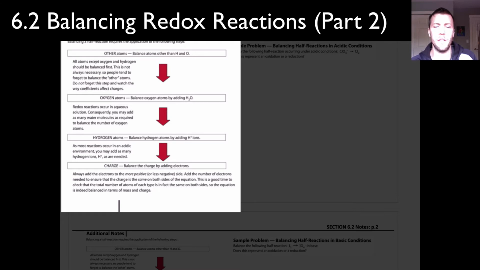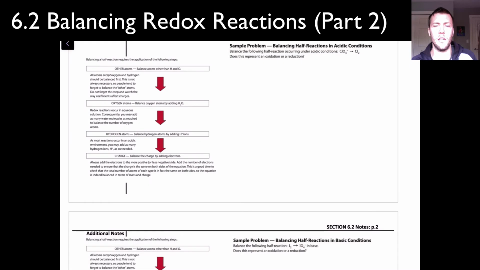And finally, we want to then balance the charge, and we do this by adding the appropriate number of electrons to the particular side of the reaction. So let's take a look at an example where we're going to balance the perchlorate ion changing into chlorine gas. Okay, so in order to do that, I'm going to first start by writing out my reaction.